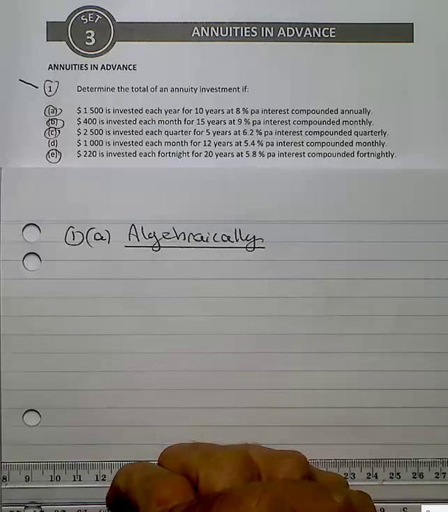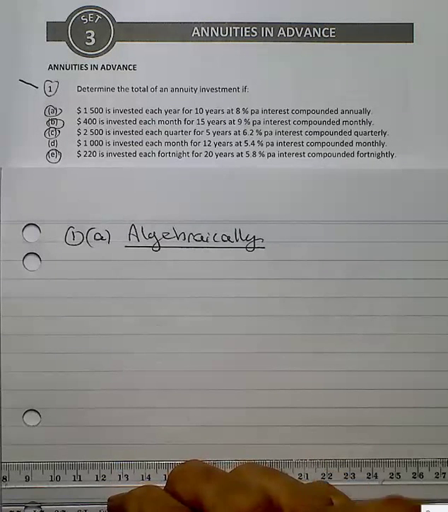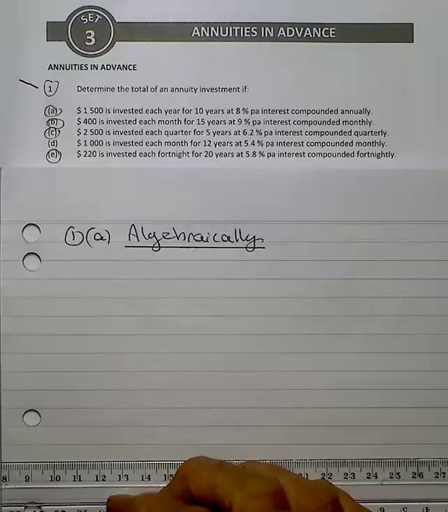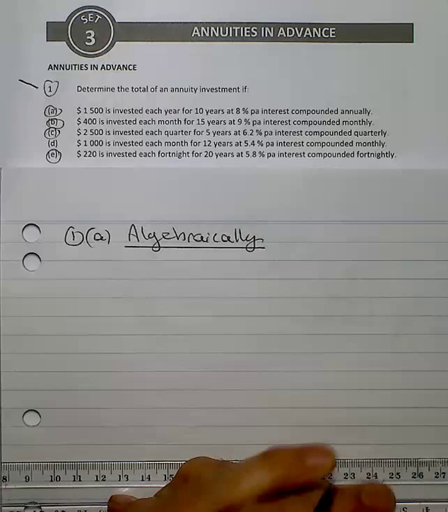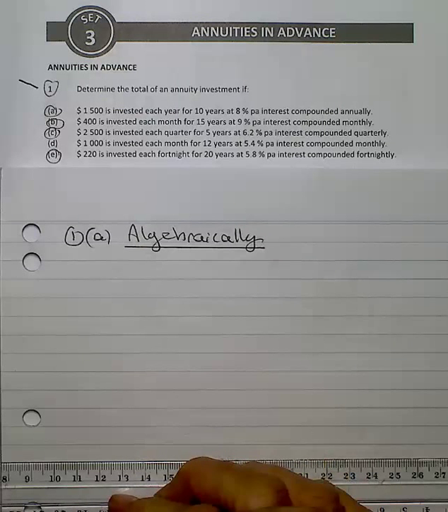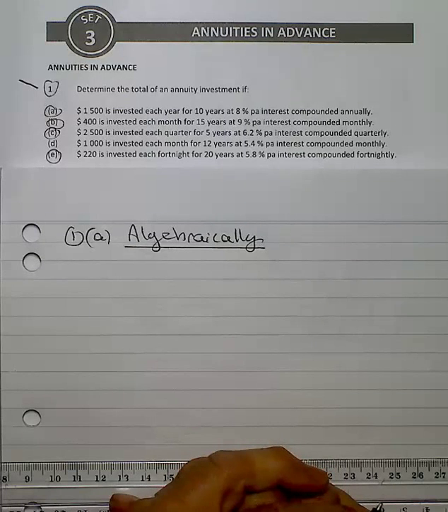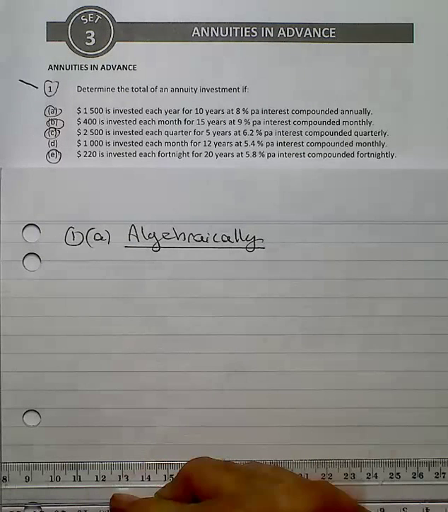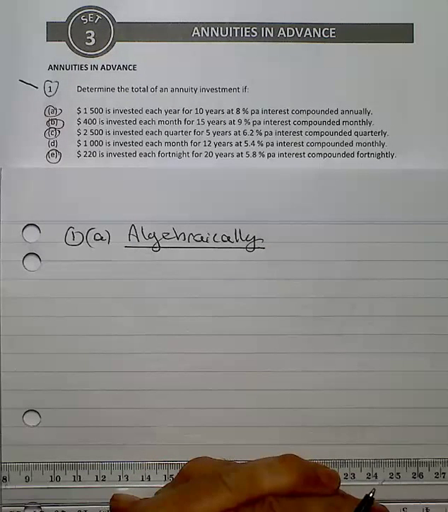In set 3, we're going to be looking at annuities in advance. Now, these are funds paid in advance of getting a lump sum at the end. This is like putting a regular amount in an account, earning interest, and getting a payout. Essentially, this is what superannuation is about, where you're putting money into an account, and if it's just bank stuff, getting a lump sum at the end.